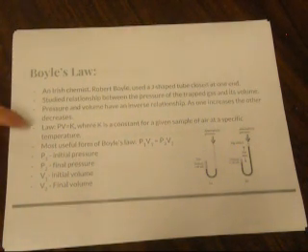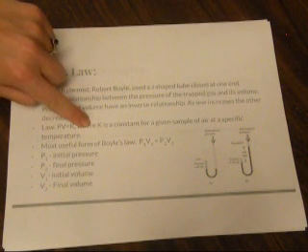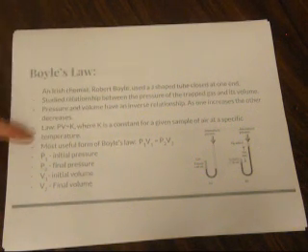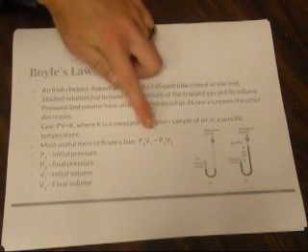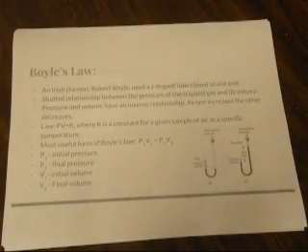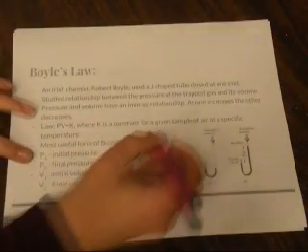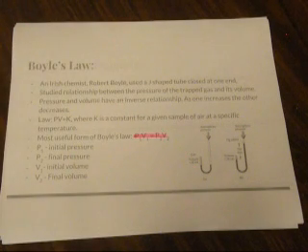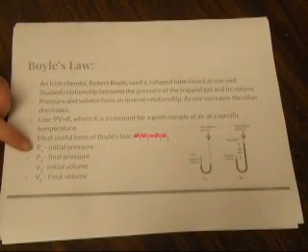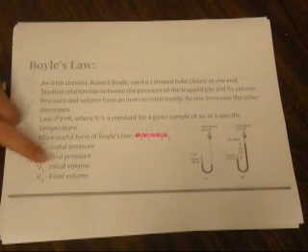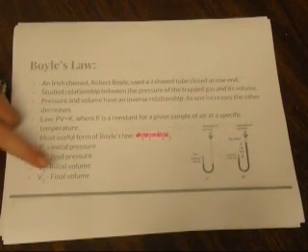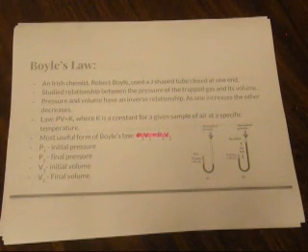Boyle's law, PV equals K, where K is a constant for a given sample of air at a specific temperature. The most useful form of Boyle's law is P1 times V1 equals P2 times V2, where P1 is the initial pressure, P2 is the final pressure, V1 is the initial volume, and V2 is the final volume.